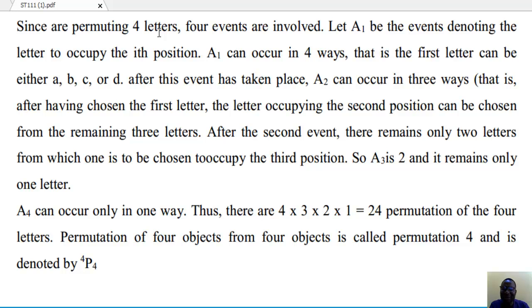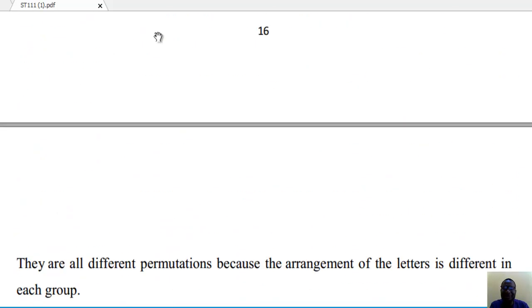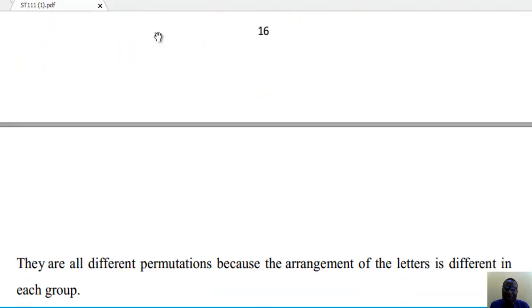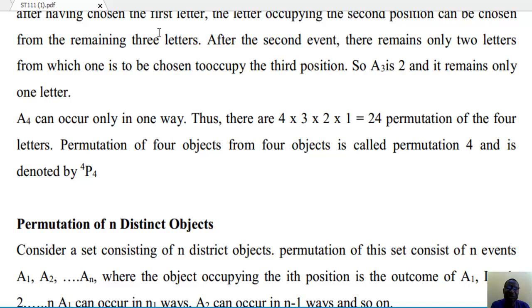To get how many ways they can be arranged, you can see that letter A can take 4 different positions. Letter B, after letter A has taken its position, can take 3 different positions. Letter C can take 2 different positions. Letter D can take 1 position. So from your law of counting, the possible number of ways is 4 times 3 times 2 times 1, which is 24 ways they can be arranged.